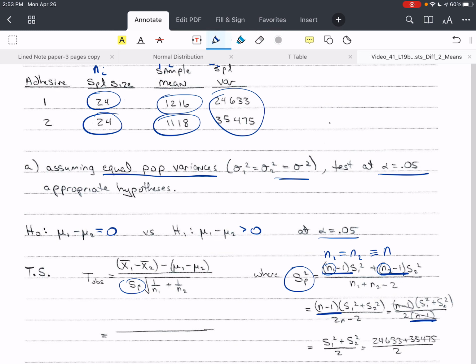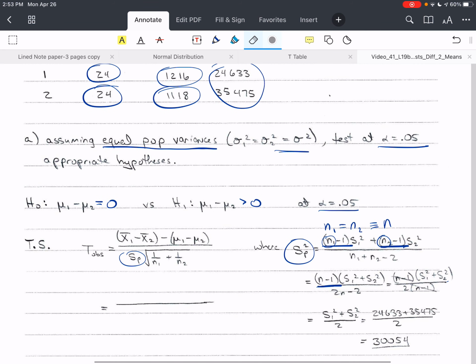We have n minus 1 times s times something in parentheses, and then we have n minus 1 down here. We can cancel those out, okay? So we're left with just S1 squared plus S2 squared over 2. This is only when N1 is equal to N2. And we get 30,054. So that's my pooled sample variance.